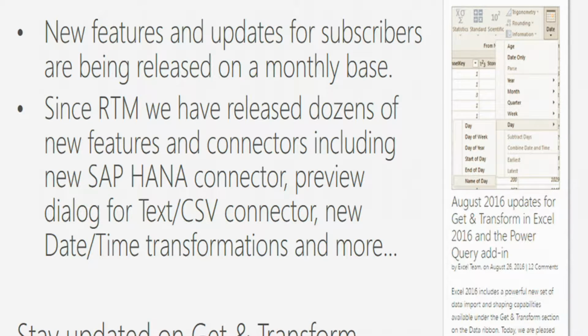To follow up on all the monthly releases and all the cool monthly updates for Get and Transform that we are constantly releasing for you, I encourage you to go to Excel blogs. The link is right here, and you can search Excel blogs and just go there and see all the monthly updates that we are releasing. On the right, you can see an example of an August blog post. In this specific update, we released 8 new features, and we continue to do it on a monthly basis.